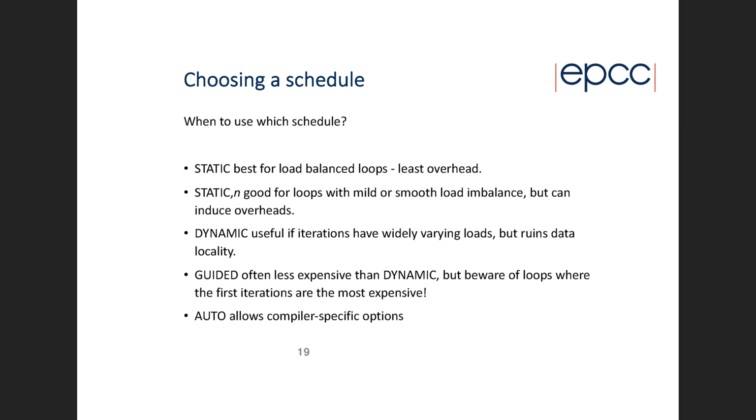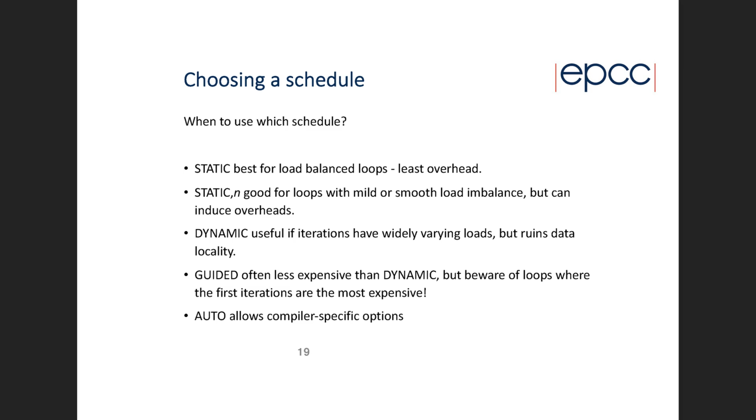So static, plain old static, or the default without specifying any schedule clause, is the best if your loops are balanced, because it has the least amount of overhead associated with it. It's the cheapest thing to implement.